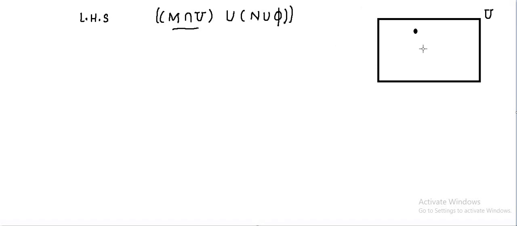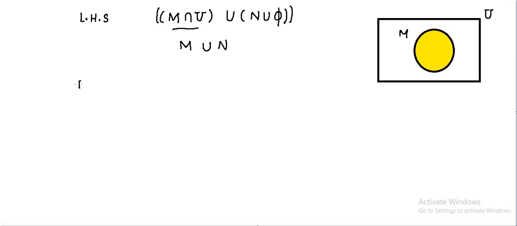So this is my M set here. If you intersect both of these sets, the result is this yellow one, and this yellow is nothing but your M. So the intersection with the universal set is going to be M, and between them is the union sign, and N union of phi will be N itself, right? So we have simplified the left hand side and this is going to give me M union N.